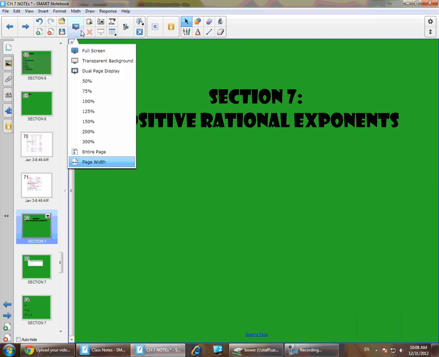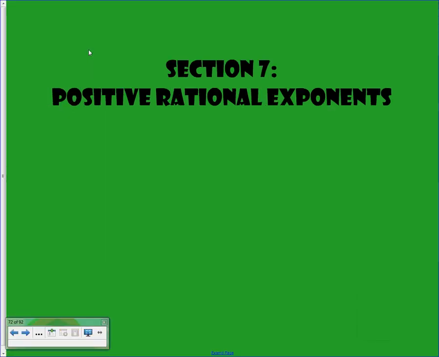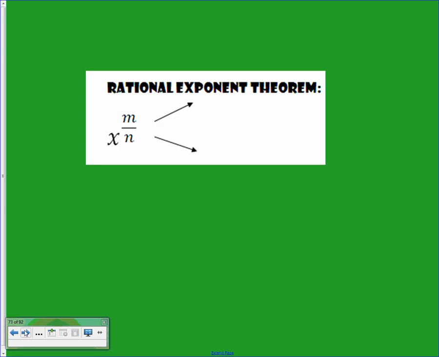Chapter 7, Section 7 is positive rational exponents. So what we're doing today is building on what we did yesterday and just making life a little bit more complicated. Yesterday we dealt with just a 1 over n, and now that number is going to be any number other than 1.